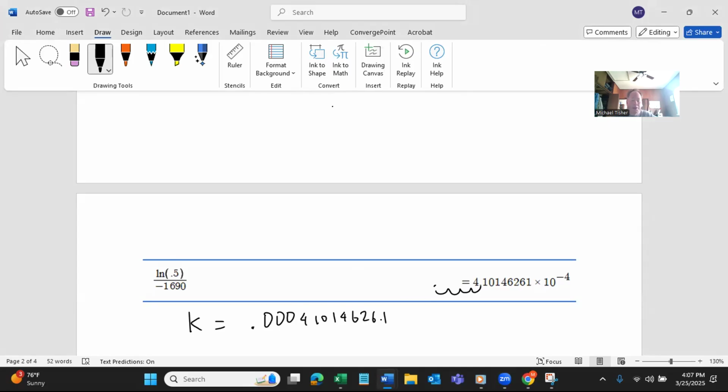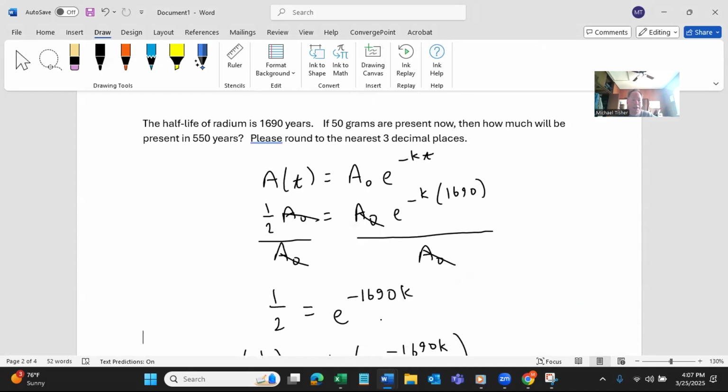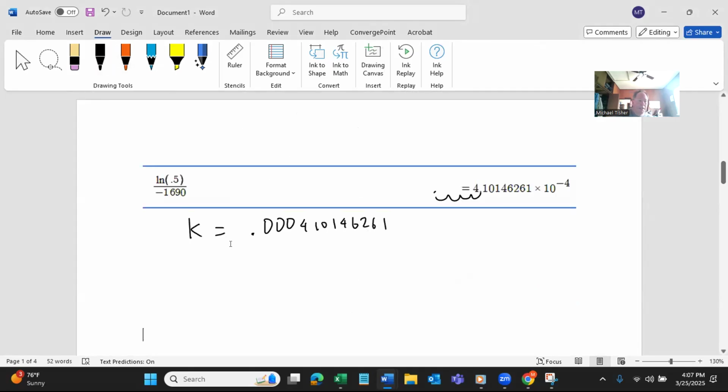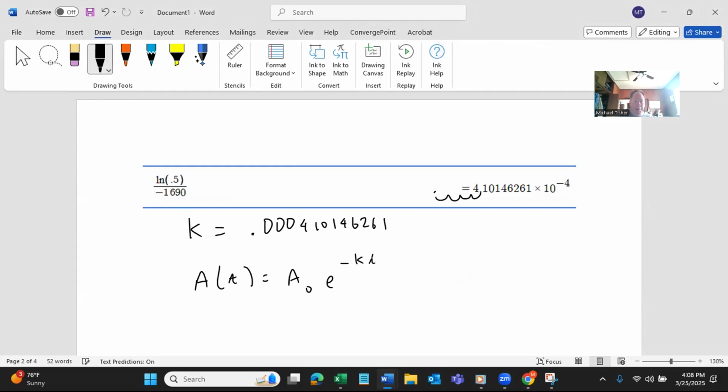Now let's go ahead and solve this problem. It says here that 50 grams are present now. Then how much will be present in 550 years? To find that out, I'm going to go back to the original equation, A of t. Once you find k, we can always go back to the original equation. A of t is equal to A sub 0 e to the negative kt.